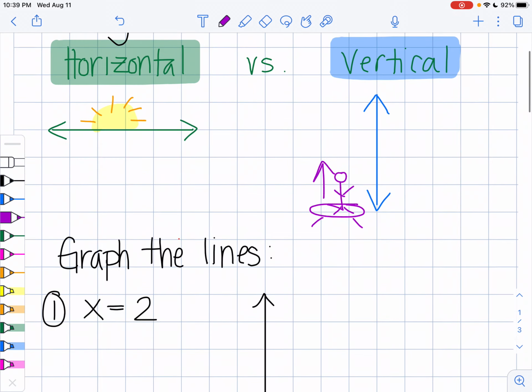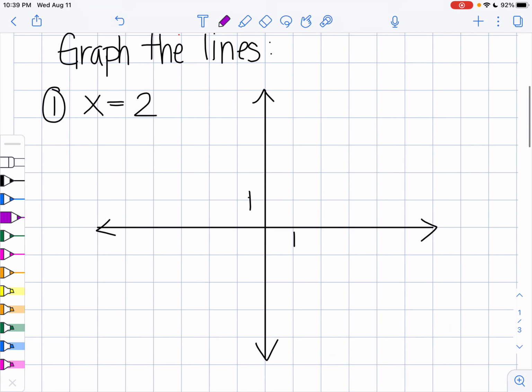Okay, so we're going to graph two lines and then we're going to make some conclusions at the end about horizontal and vertical lines. Okay, so this first one says x is equal to 2. Notice there's no y value. It's literally x is equal to 2, which means x is always going to equal 2. It doesn't matter what y is.